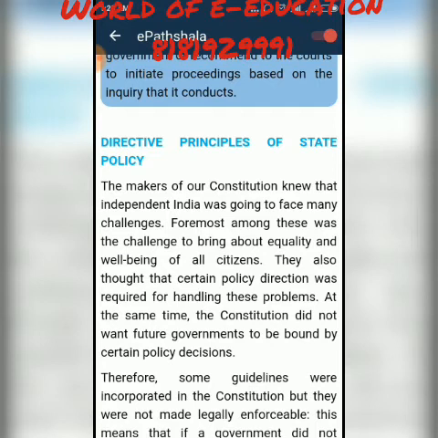Directive Principles of State Policy. The makers of our Constitution knew that independent India was going to face many challenges. Foremost among these was the challenge to bring about equality and well-being of all citizens. They also thought that certain policy direction was required for handling these problems. At the same time, the Constitution did not want future governments to be bound by certain policy decisions.